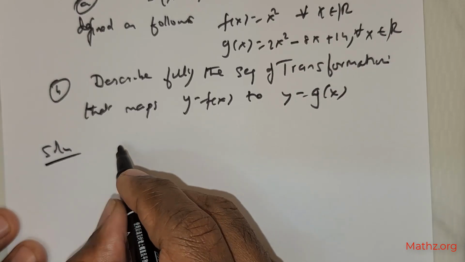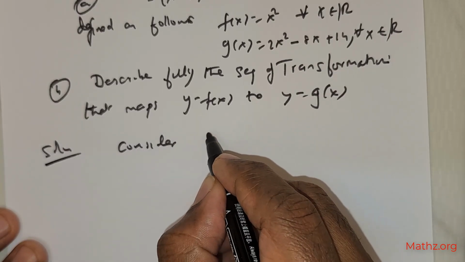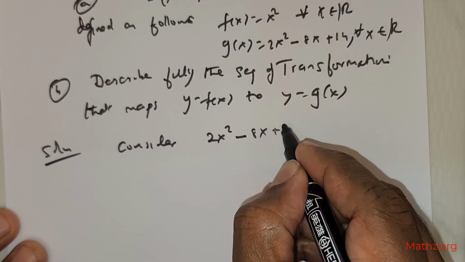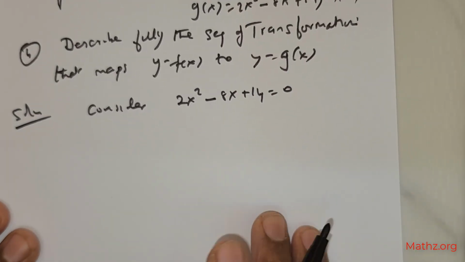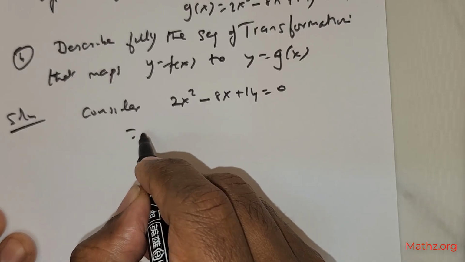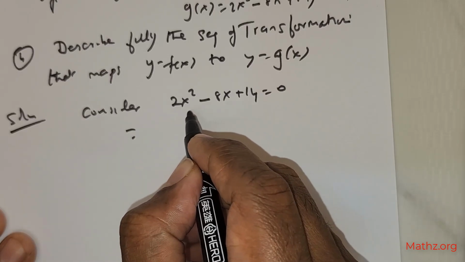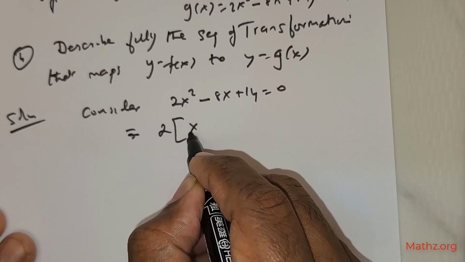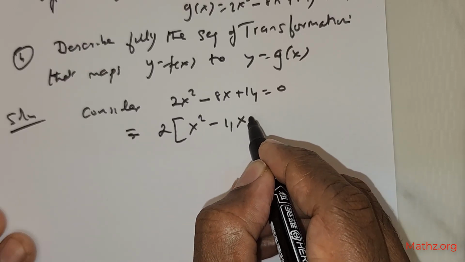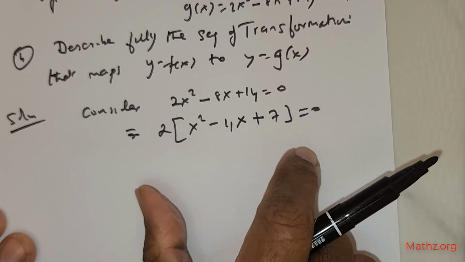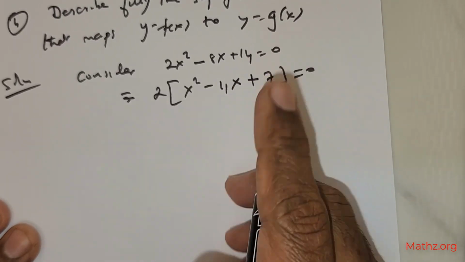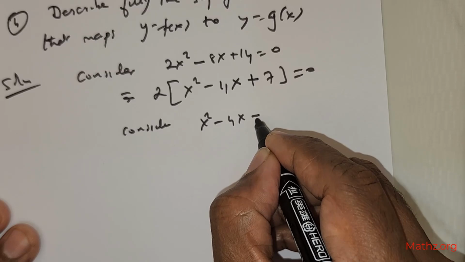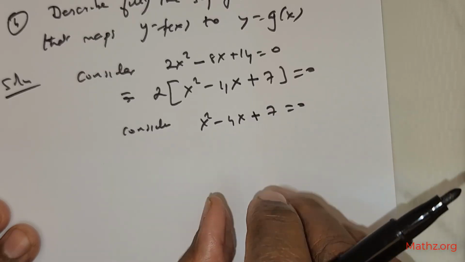Now solution. Consider, this is what is given. Consider 2x squared negative 8x positive 14 is equal to 0. I'm going to take it as equal to 0. Next I'm going to take 2 out. So if I take 2 out, I will get 2 times of x squared negative 4x positive 7 is equal to 0. Just keep it as it is. Now consider this part, x squared negative 4x positive 7 is equal to 0.